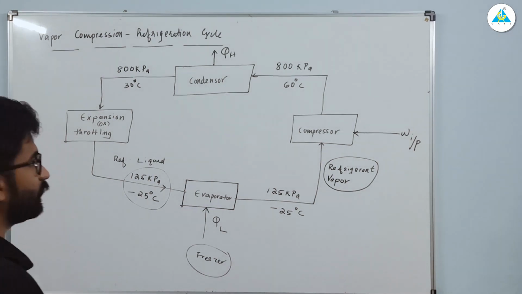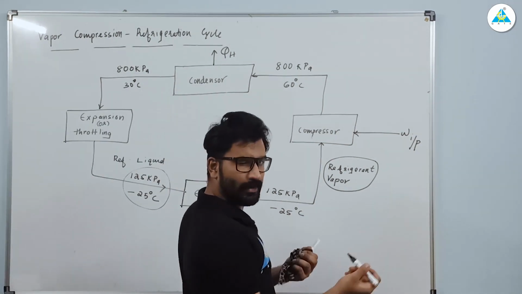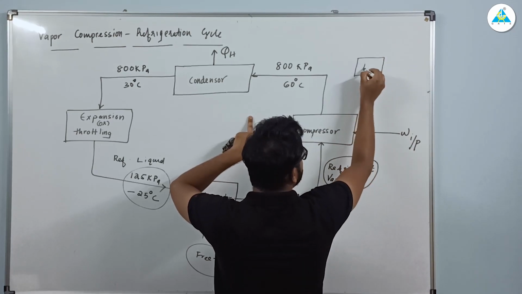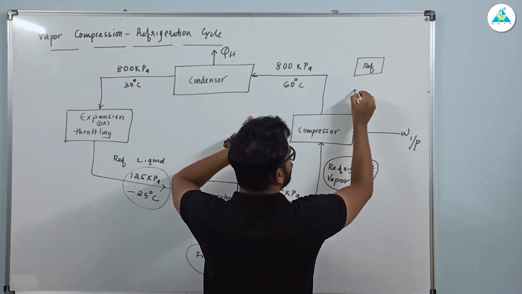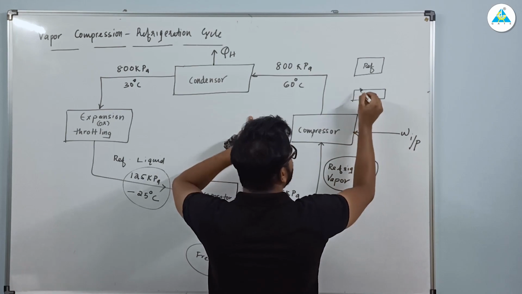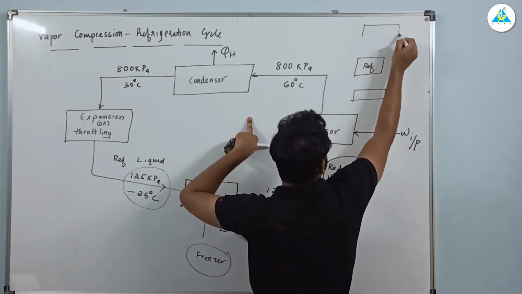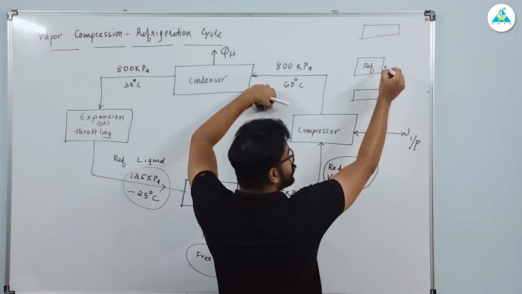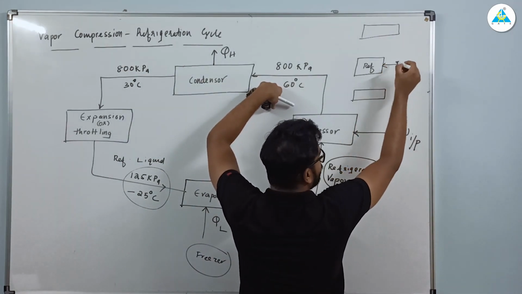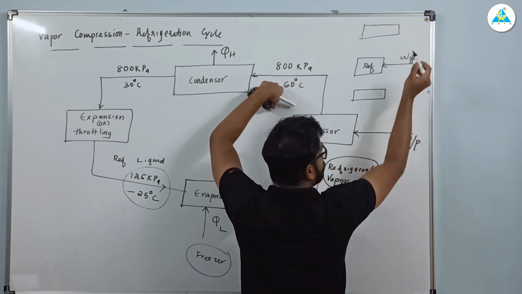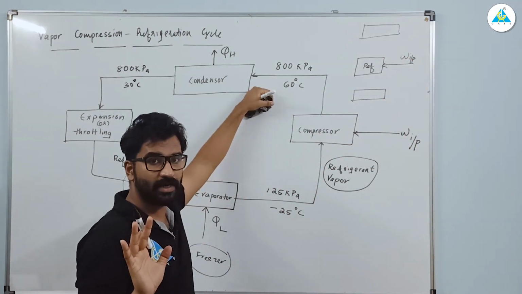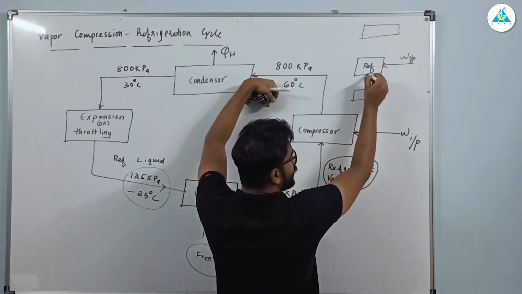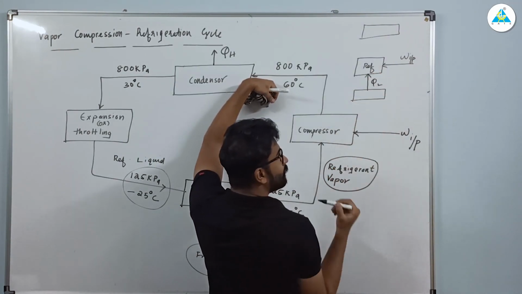If you need it, forget, what we need is only this much. You can see here, this is your refrigerator. This is your freezer compartment. This is outside. Clear? What we require in GATE is this much. To the refrigerator, we are giving work input. Clear? To the refrigerator, we are giving work input. From the freezer compartment, the refrigerator is taking heat, QL.